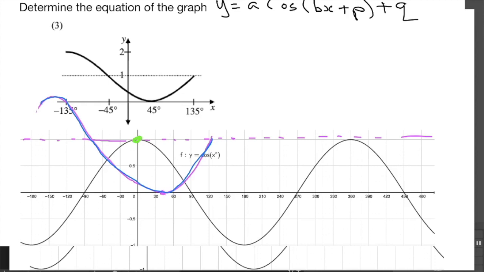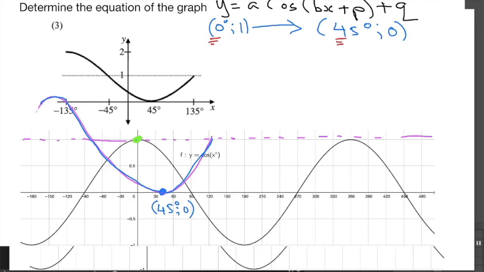Now, you will notice that turning point there is at 0 degrees and 1. So now I'm comparing that turning point to this turning point. This one is 45 degrees and 0. So it looks like 0 and 1 is transformed onto 45 degrees and 0. Now look at the angles first of all. From 0 degrees to 45 degrees. Do you see that? From 0 degrees to 45 degrees.